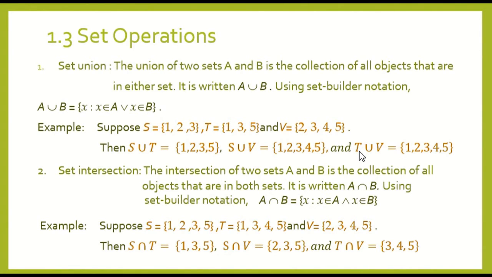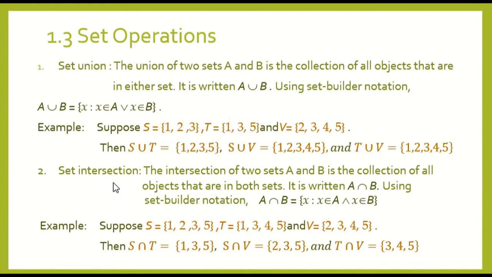And last, we have T union V. So, this time, ang T na pod ug V ang ato ang i-combine, i-union. Ang element sa atong T kay 1, 3, and 5. Ang element sa atong V kay 2, 3, 4, and 5. So, i-combine na to ang ilahang mga elements. So, we have 1, 2, 3, 4, and 5. So, mao na siya ang ato ang set union.